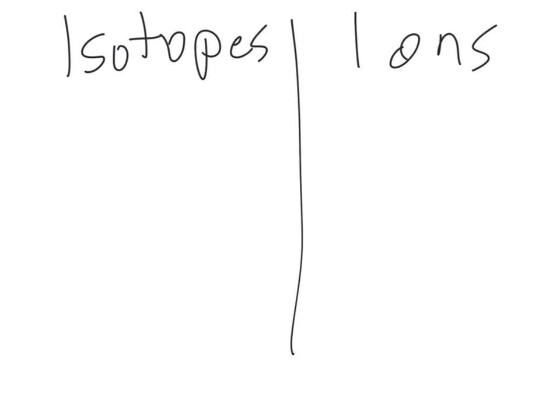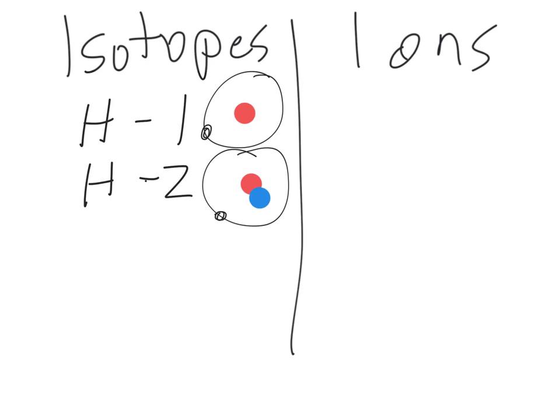We also learned about isotopes and ions. Isotopes and ions are designations we give to atoms in certain situations. Examples of isotopes are hydrogen 1 and hydrogen 2. We count the mass number to identify isotopes. And remember, mass number is the number of particles in the nucleus. 1, 1, 2. So when you have the same number of protons, but different numbers of neutrons, those are isotopes.